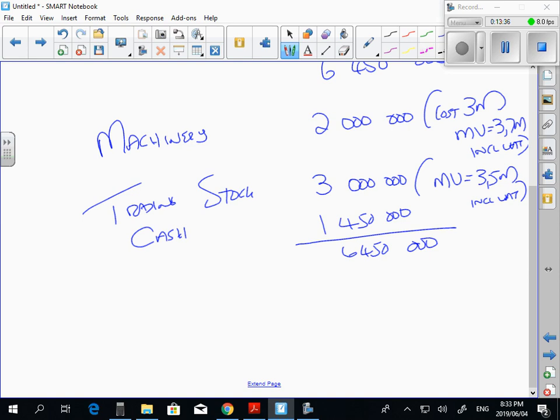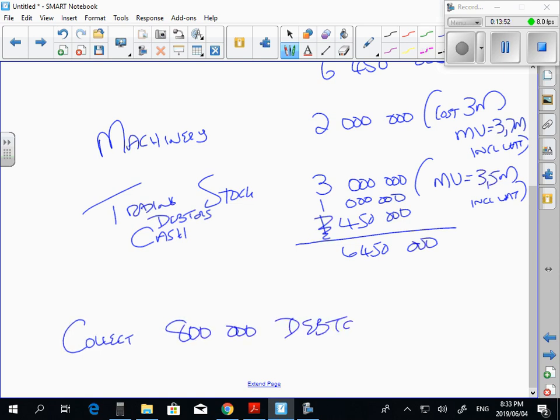Actually, let's make cash 450, and let's make debtors 1 million. Okay, and let's just imagine that we only collect 800,000 of the debtors. Okay, and let's make liquidation costs equal to 50,000 bucks. Okay, sufficiently difficult, folks?